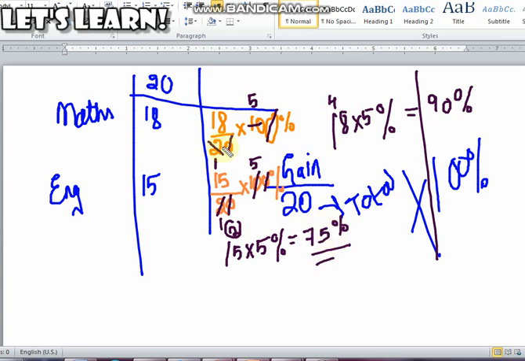You can see that a student has received 90% in maths and 75% in English. This is how we change a quantity into a percentage. Remember, the value we are considering, like we were considering the gained marks here, is divided by the total marks and multiplied by 100.